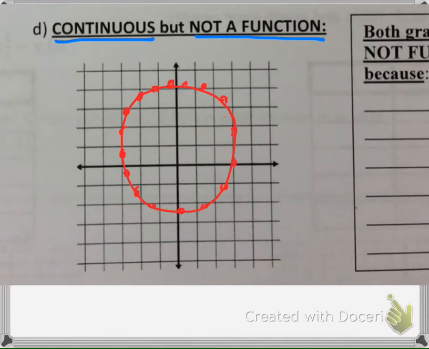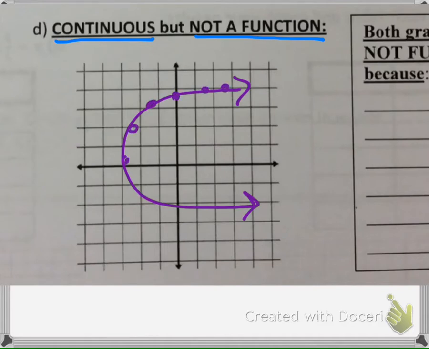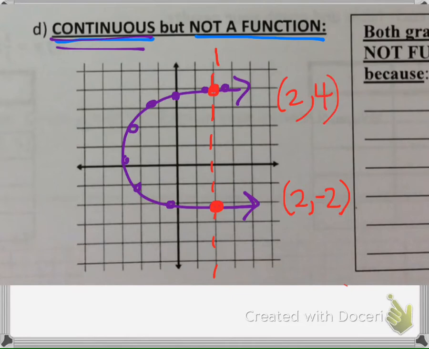Let's look at another example. Okay, another example would be like that. All the points are connected, so it is continuous, but it's not a function. If I draw a vertical line right here through 2, 2 has a point here at 2, -2, and it has a point up here at, it looks like, 2, 4. So every x doesn't have one y, it has 2 y values.